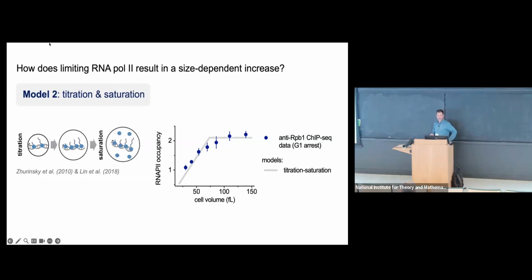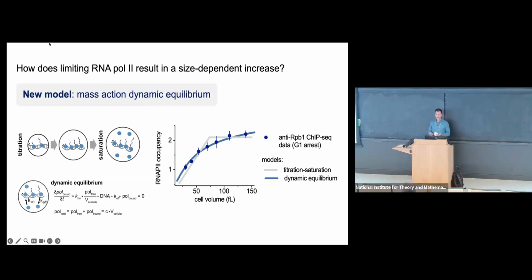There was later a proposal that there'd be a saturation step. So you have titration, but then eventually you complete the occupancy of the genome, so you can't load any more polymerase. And so you would expect to have something like this. We have another model that we want to introduce, which we call a dynamic equilibrium model. Here, not all of the limiting factor is bound, but the RNA polymerase can float around the nucleoplasm. There's an on rate associated with it finding a suitable place on the genome and initiating transcription, and then an off rate associated with it falling off, right? And so that's this equation.